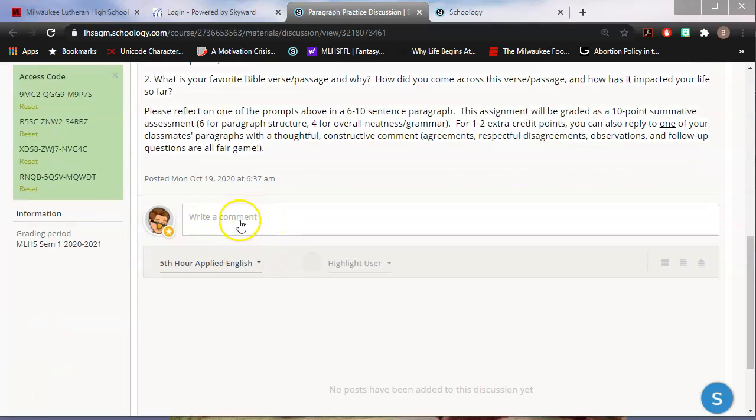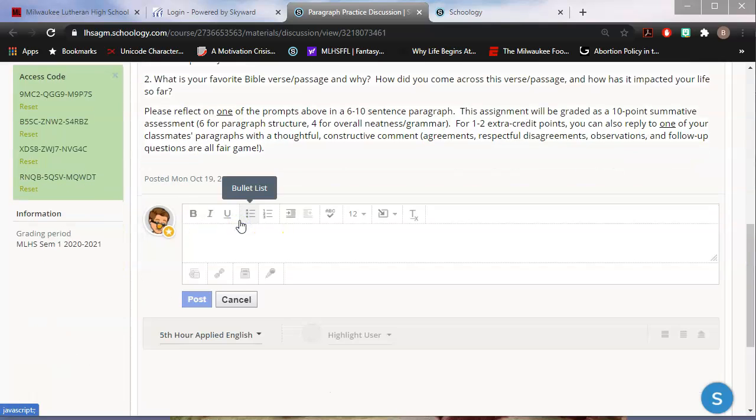I will show you here, on a Schoology discussion, the place to type is where it says write comment. You should note that Schoology will not save this work for you as you're working. So if you plan to complete this in one sitting, you're fine to just type things into the comment bar and hit post once you're done.